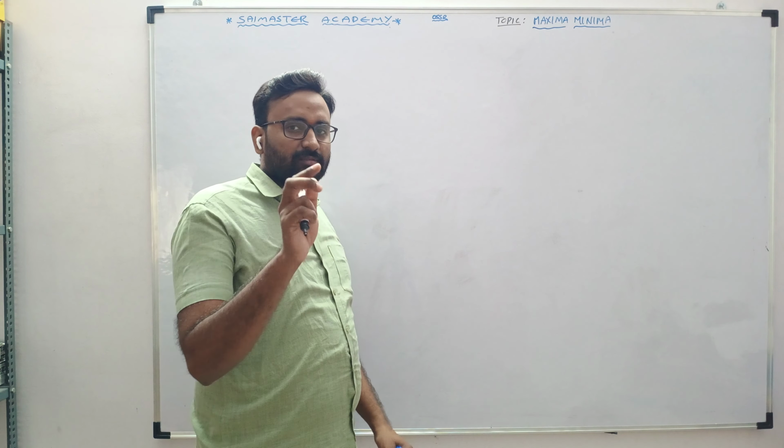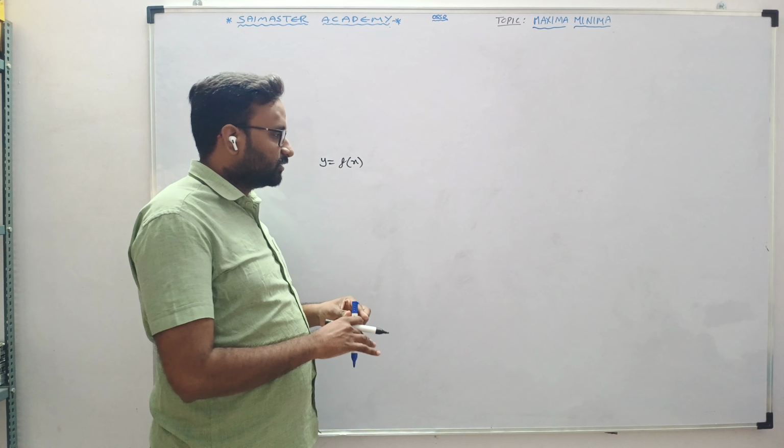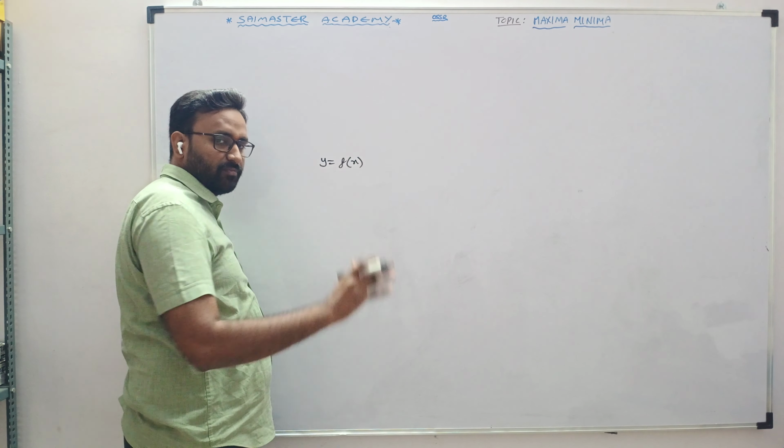See, suppose y equal to f of x be any function. Whatever it is, this function may be area, volume, surface area, whatever it is, a function in terms of x, in terms of h, in terms of r, depending on the question. Ichina question batti mana function form chestunnam. Okay, so this is a function, y equal to f of x.